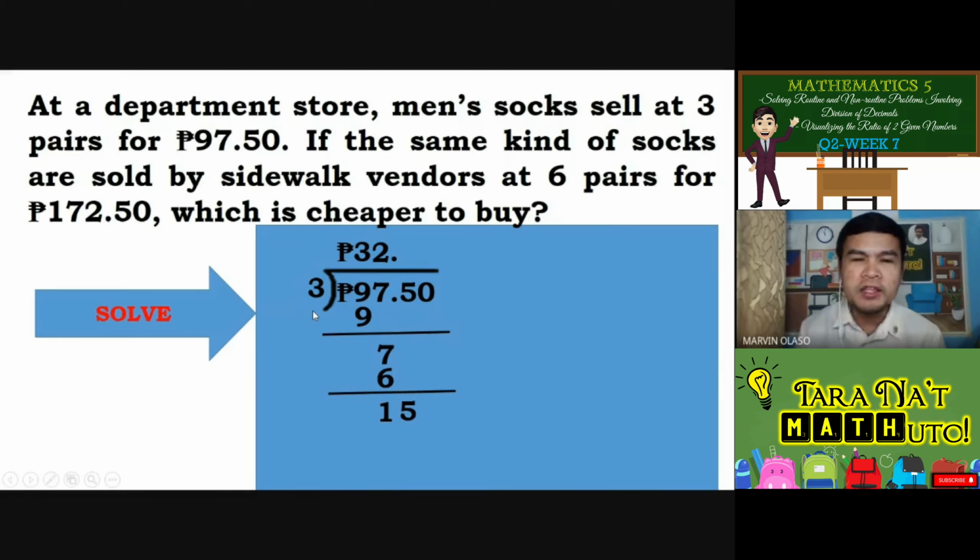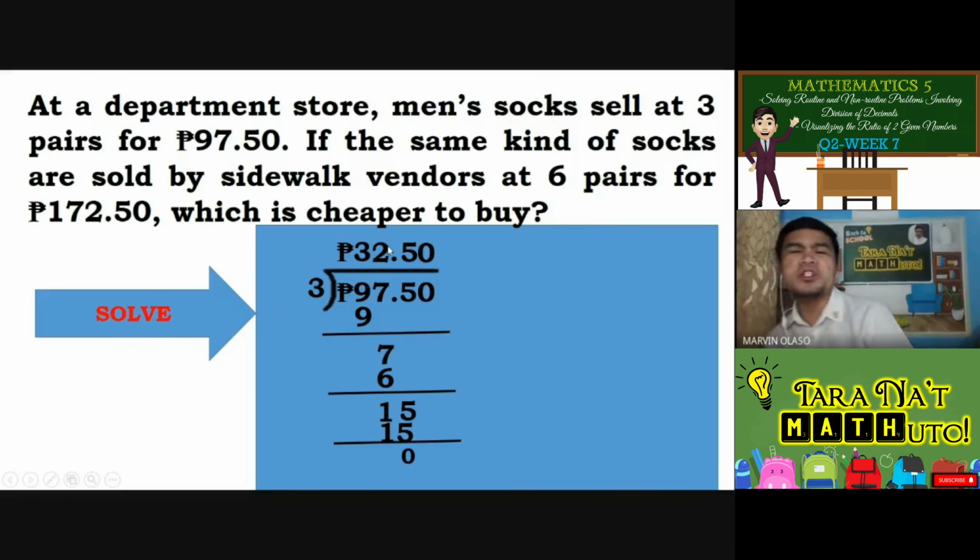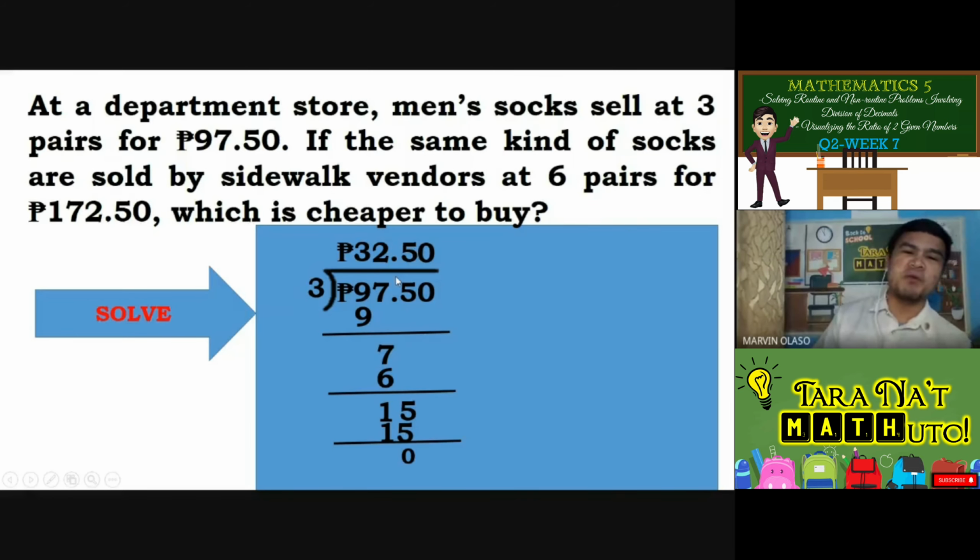Now, divide 15 divided by 3. We have 5 times 3, 15. No more remainder, but we still have the 0. So what will you do with the 0? You just copy 0. When there is something left, just copy it. So, one pair at the department store is 30 pesos and 50 centavos. So three pairs is equal to 97 pesos and 50 centavos.